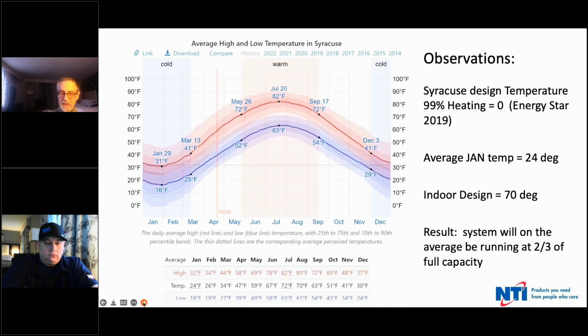And if you're designing for a 70-degree indoor temperature, right off the bat, your system average is going to be only two-thirds of full capacity. And if you look at the average cold temperature in that chart in January, which statistically is the coldest month, even the average cold temperature is 16 degrees. So you're still 16 degrees above what is stated as design. So at best, you're running at about 80% of capacity.